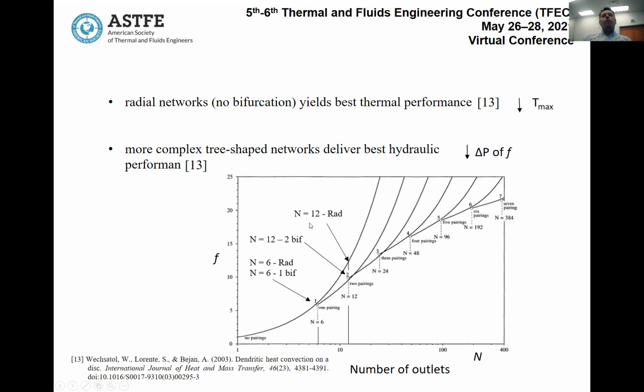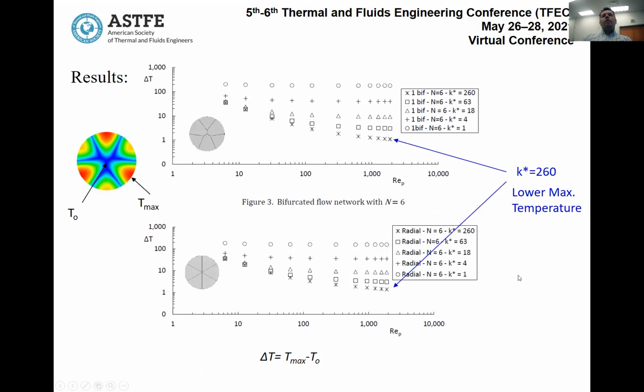So for n equal 12, the radial geometry should present a higher delta P compared to the n equal 12 with 2 bifurcations. So we start the results. So this is the delta T. Delta T is the maximum temperature, it occurs here, the periphery of the disk, minus the T naught. So the lower the delta T, the better.